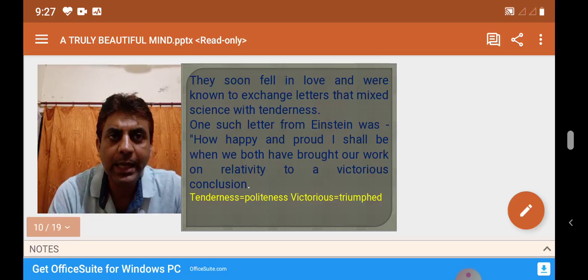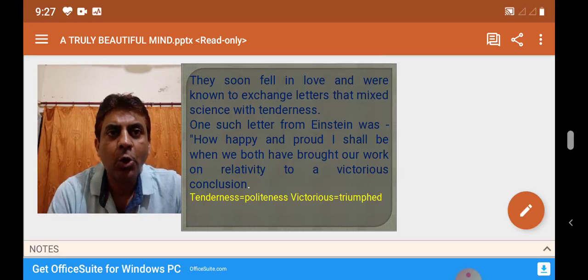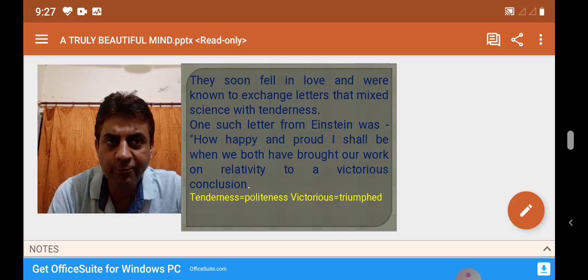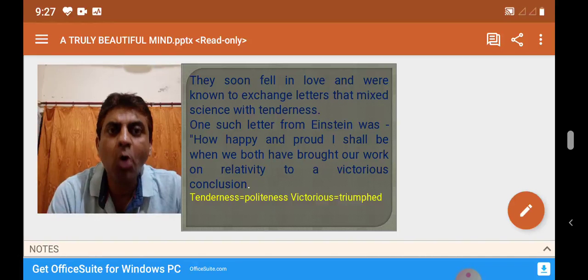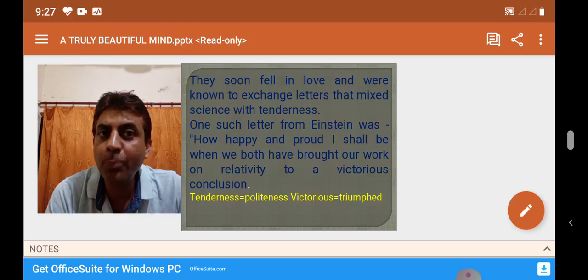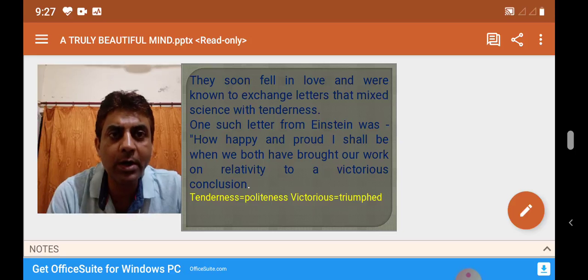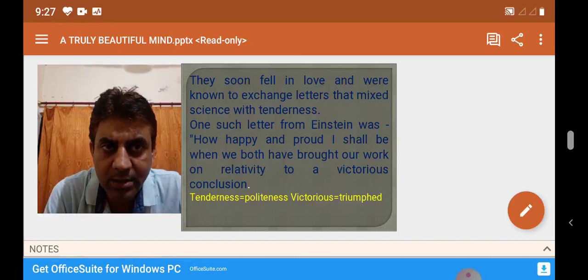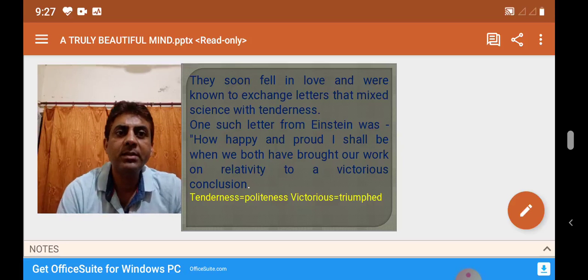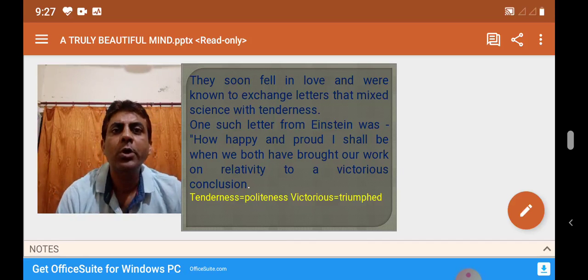They soon fell in love and were known to exchange letters that mixed science with tenderness. One such letter from Einstein was, "How happy and proud I shall be when we both have brought our work on relativity to a victorious conclusion." Dear students, tenderness means politeness and victorious means triumphed. Who wins?